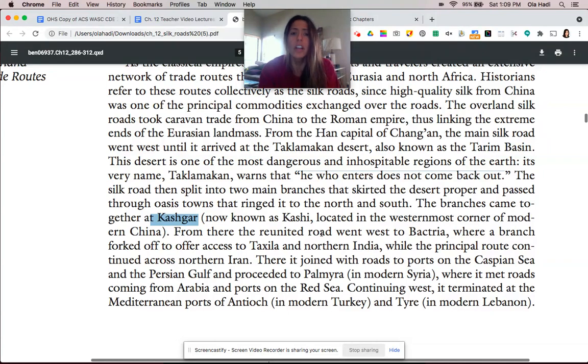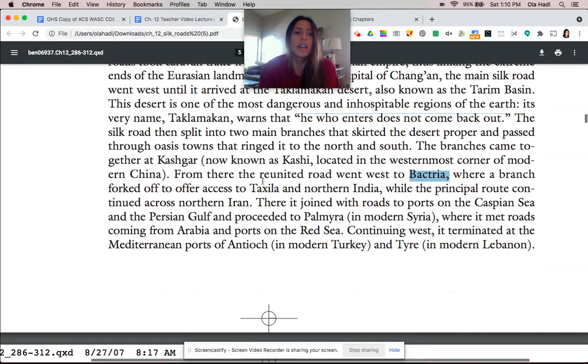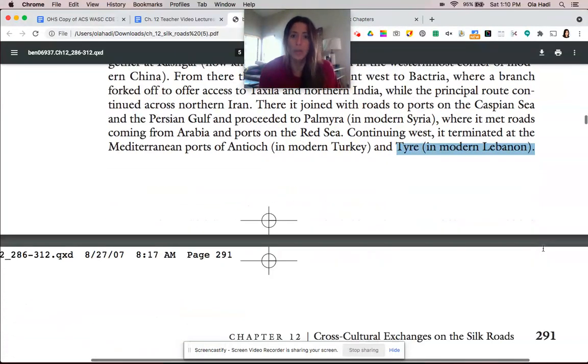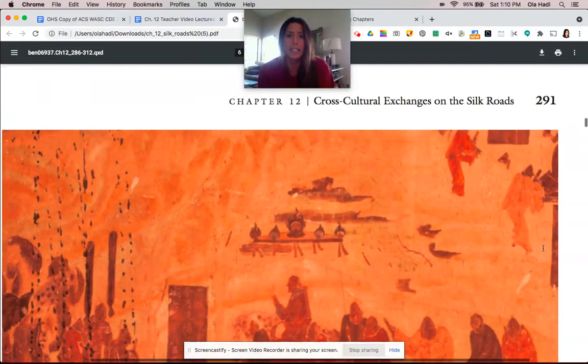And then from there, the reunited road went to Bactria, or Afghanistan, Persia, and then forked off to Taxila, which leads to northern India. You learned about that in chapter 9. And then it joins with other roads going to basically Persia, so Palmyra in modern Syria. It was there connected with other roads from Arabia, and then kept continuing to go west. It's going to go to the Mediterranean ports of Antioch, which is in modern Turkey, and Tyre in modern Lebanon. I had a chance to visit that when I went to Lebanon and Iraq in 2018.